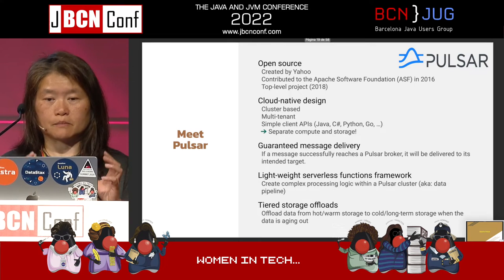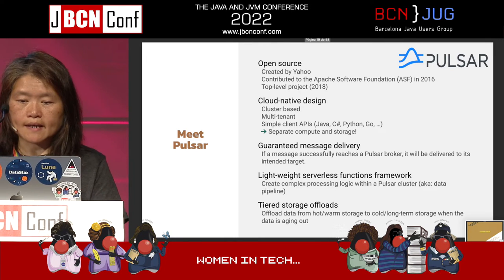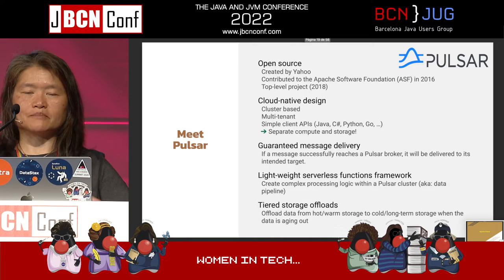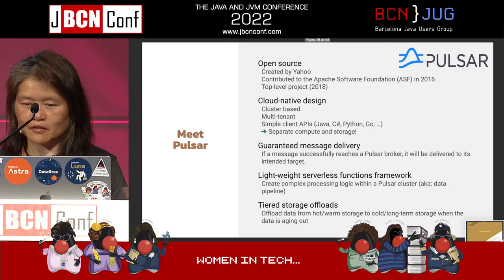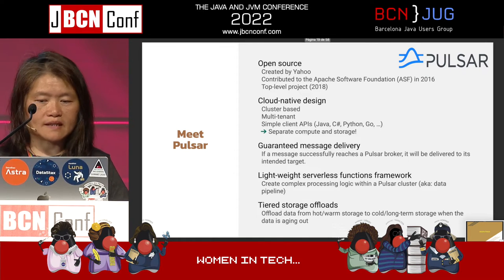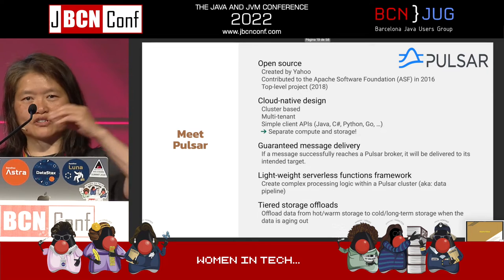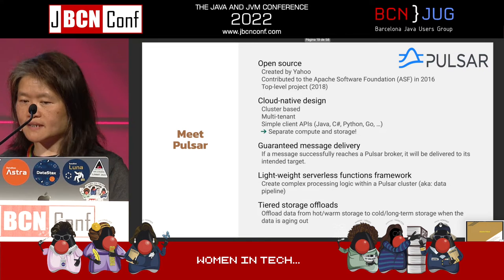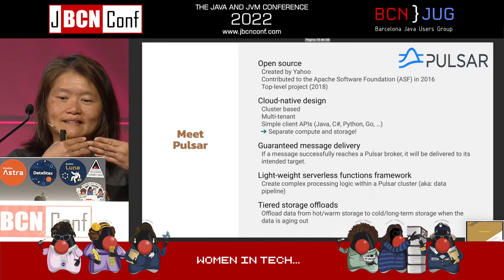So the Pulsar broker handles all of the message delivery, and it guarantees it too. Also, with messaging systems, sometimes you don't want to just pass through the messages. You want to do some sort of transformation, creating complex processing logic within that cluster. You're building small pipelines: getting the source of data, traveling through Pulsar, and then sending it over to a sink, the receiving side. Then you want to be able to transform the data as it happens.